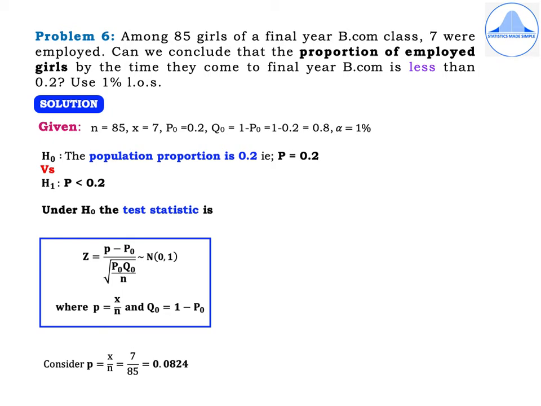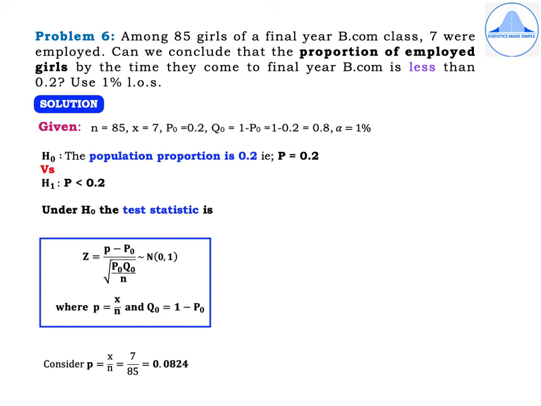Problem 6. Among 85 girls of a final year BCom class, 7 were employed. Can we conclude that the proportion of employed girls by the time they come to final year BCom is less than 0.2? Use 1% level of significance. Solution: given n is equal to 85, x equal to 7, p naught is equal to 0.2, q naught is equal to 1 minus p naught, which is 1 minus 0.2, which is 0.8, and alpha is 1%.